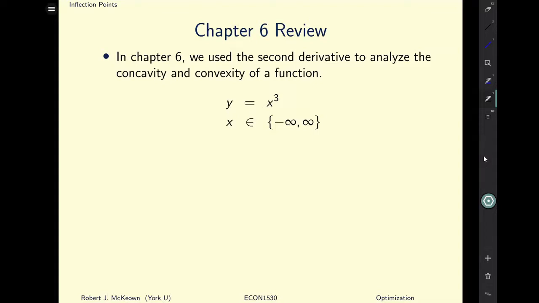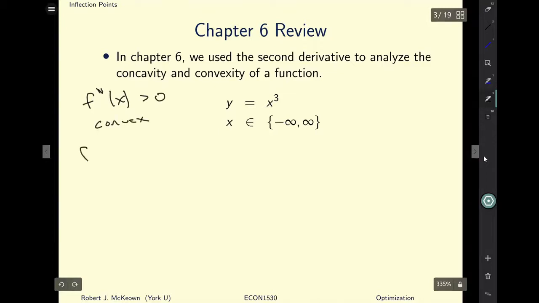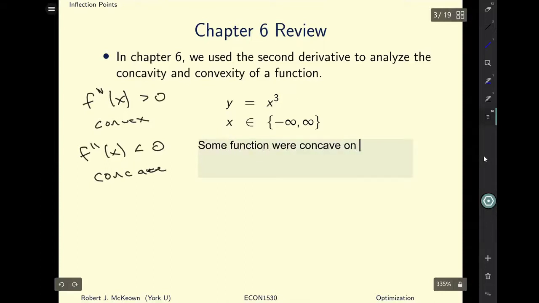And we found that if the second derivative was greater than 0, it was convex. And if the second derivative was less than 0, it was concave. And you might have noticed that some functions were concave on an interval and convex on another interval.